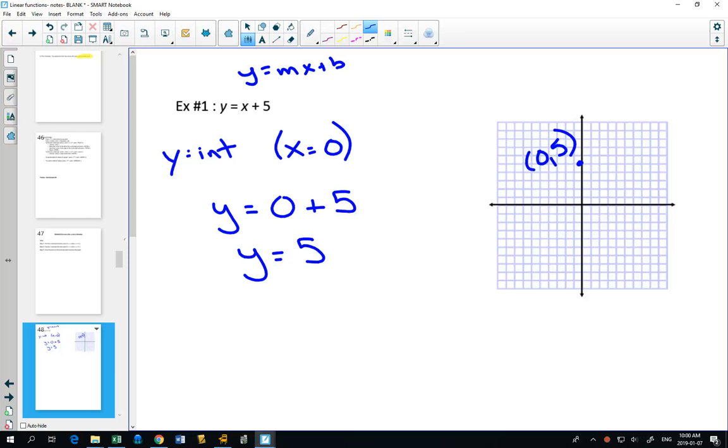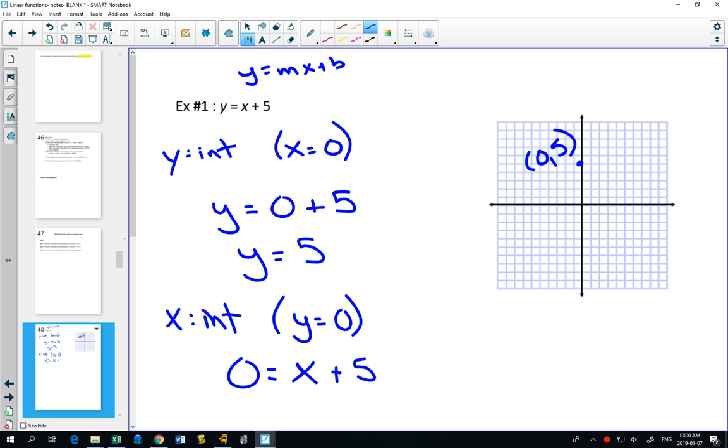Now, the x-intercept, right, when finding the x-intercept, that's when you make y equal to 0. 0 equals x plus 5. There's a little bit of math to be done here, right? To get x by itself, we'd have to subtract 5 on both sides. But again, it's not very hard to see that x has to equal negative 5. 1, 2, 3, 4, 5. Label that point negative 5 comma 0.